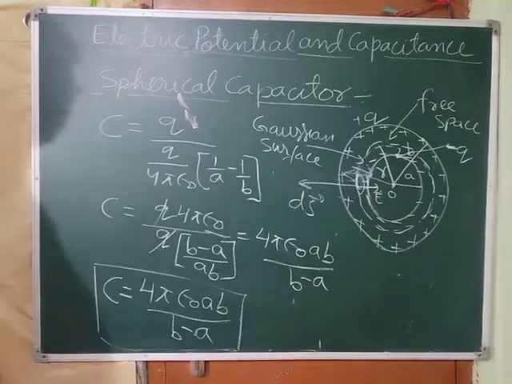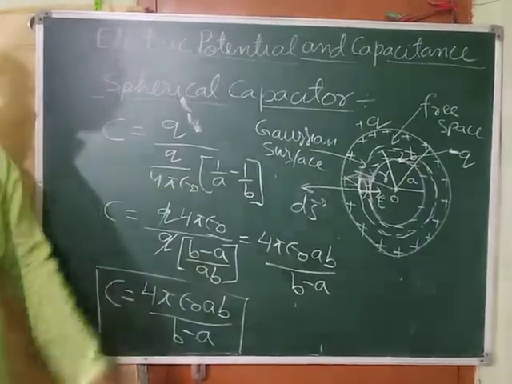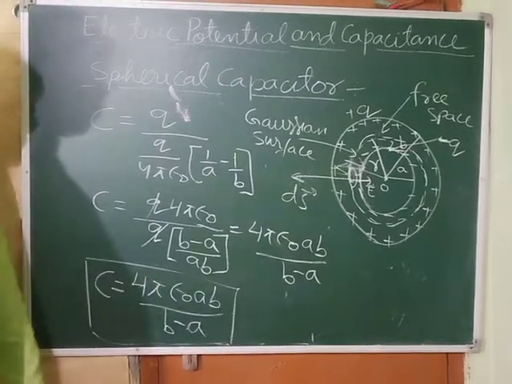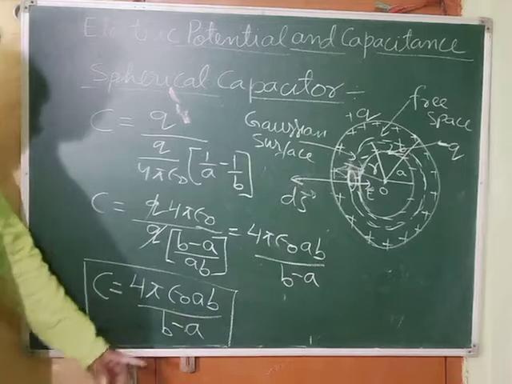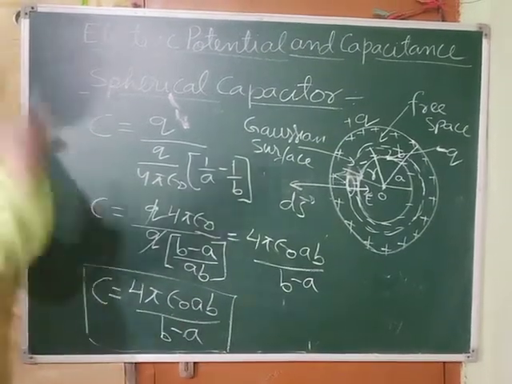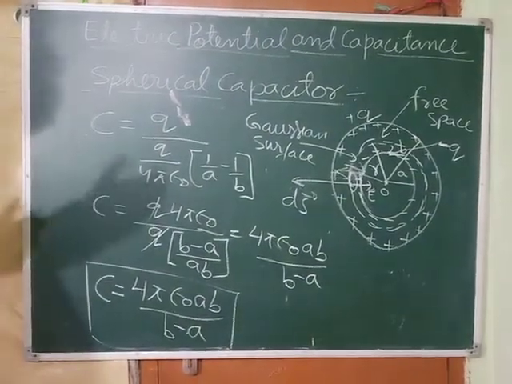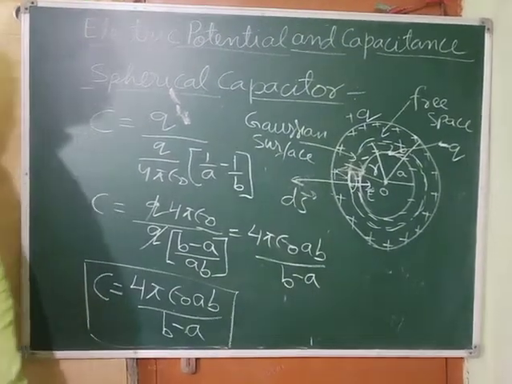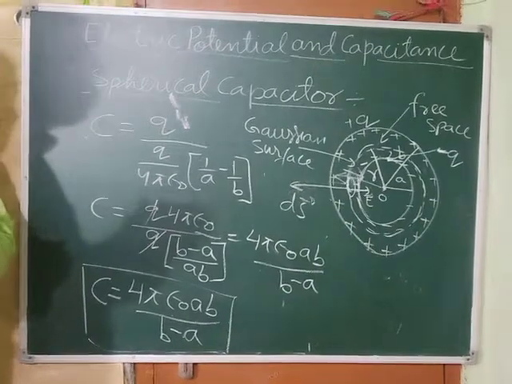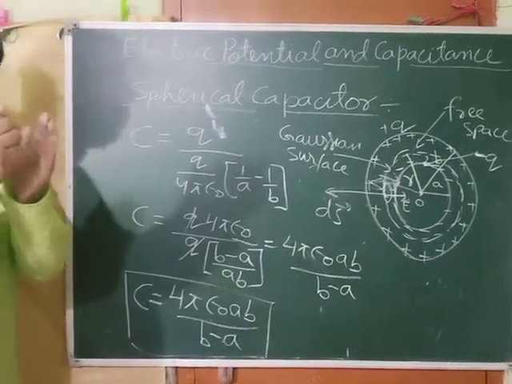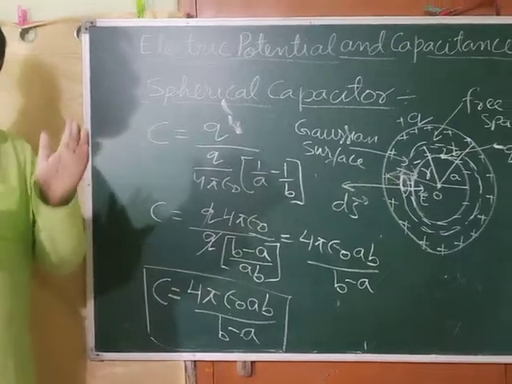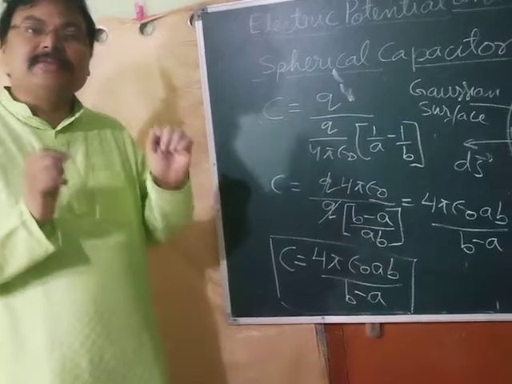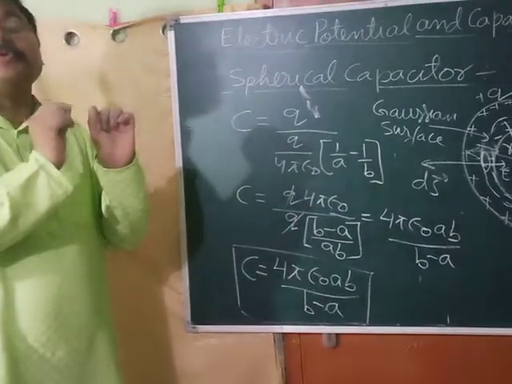It depends upon the product of the radii of the two concentric spherical shells and the medium between them, and it is inversely proportional to the difference between the radii of the two spherical shells. If the difference is more, then capacitance will be less. If the difference is less, then capacitance will be more. So both the spherical surfaces must have radii almost equal, as near as possible.